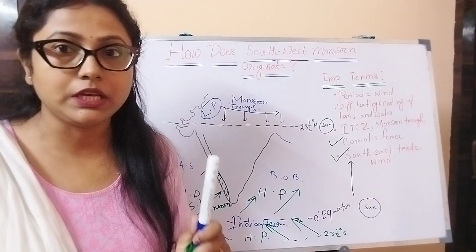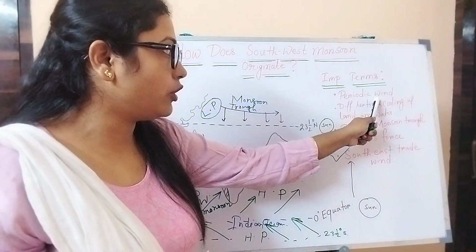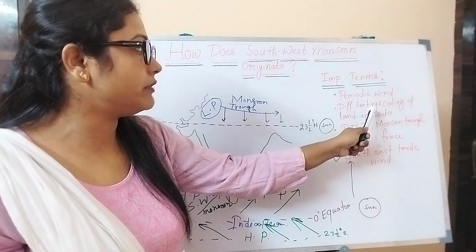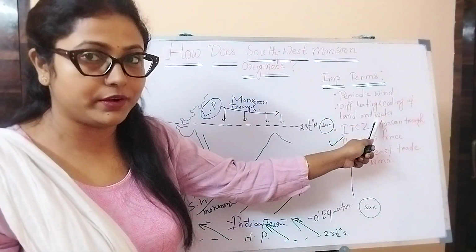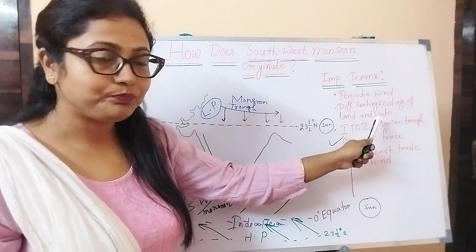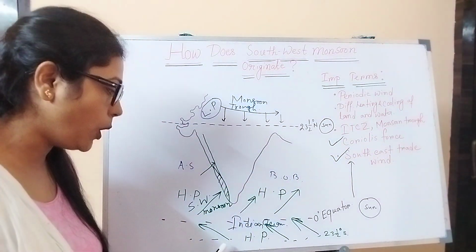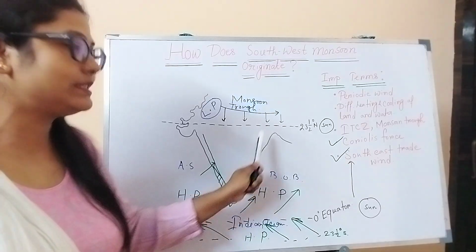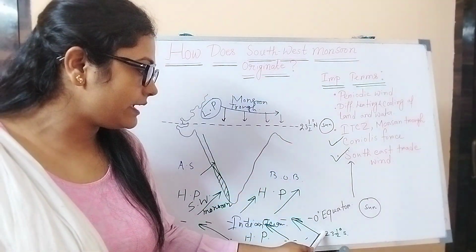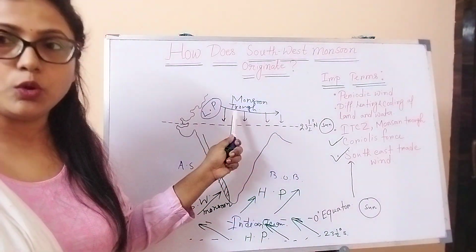At first we need to know what a periodic wind is, which is formed due to differential heating and cooling of land and water. During the summer, the monsoon blows from the sea towards the land, because on the sea there is high pressure and on the land there is low pressure.